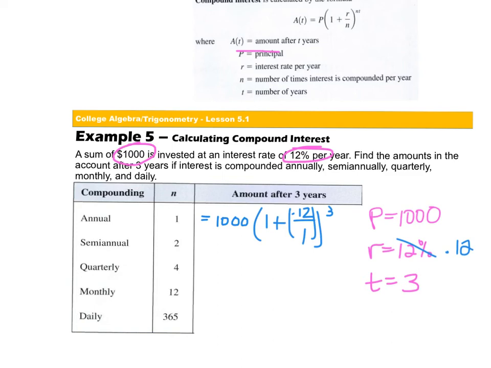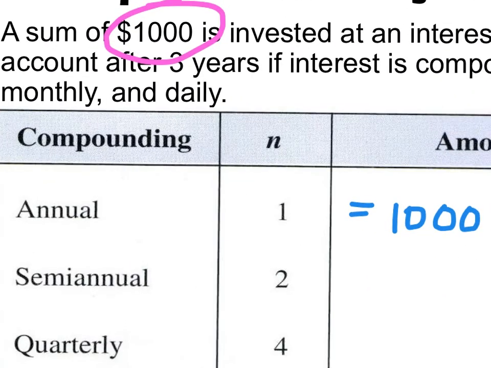Caret button and then to the third power. Okay, now on the count of three, everybody say it. 1, 2, 3. 1,404.93. Yes, good. So annually, it's $1,404.93. Guys, this is money, so don't write 0.9287.